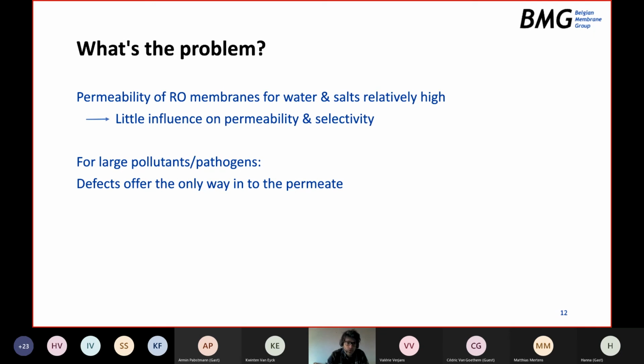However, in the case of larger pollutants and pathogens, defects are basically the only way into the permeate. Viruses, for instance, which have become very relevant in the past year, are tens of nanometers to hundreds of nanometers. So an RO membrane without defects should yield total rejection of those pathogens. If they are to be found in the permeate, it is because there are defects in the membrane.